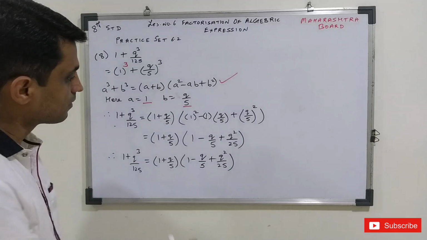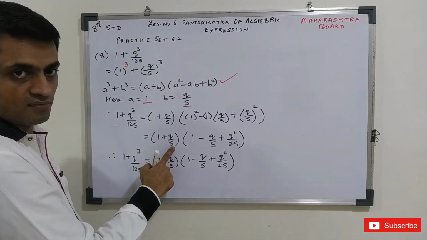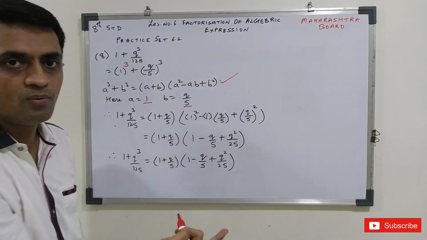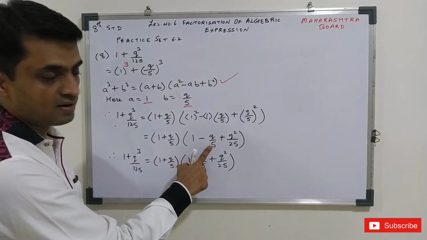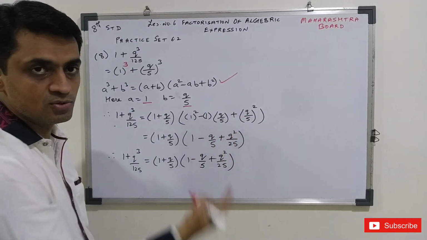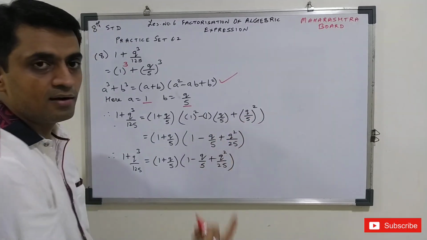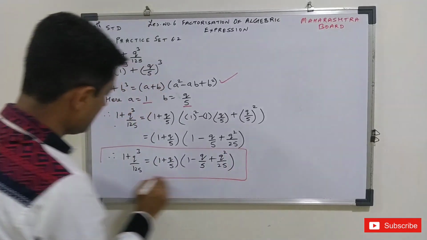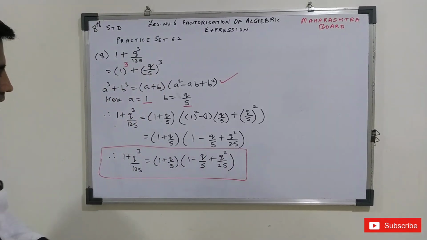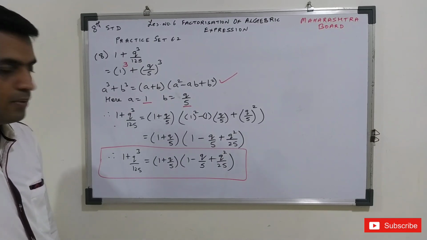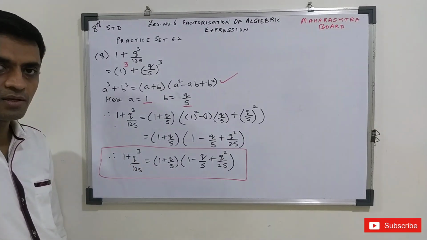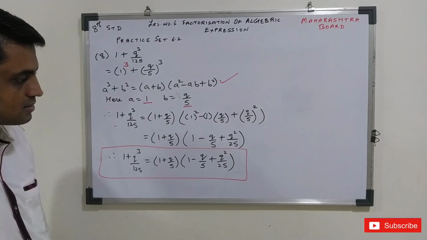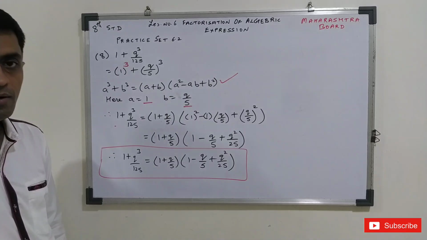Very easy. 1 plus q upon 5. 1 ka square is 1, minus what is 1 into q? 1 into q is q upon 5, plus q ka square is q square, 5 ka square is what? 25. So this is the final answer. What is the final answer? Therefore 1 plus q cube upon 125 is equal to 1 plus q upon 5, 1 minus q upon 5 plus q square upon 25.